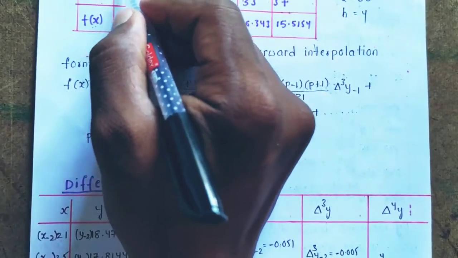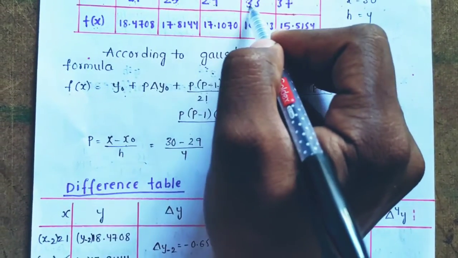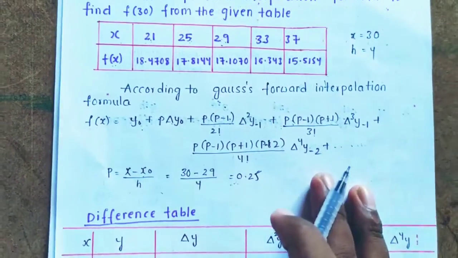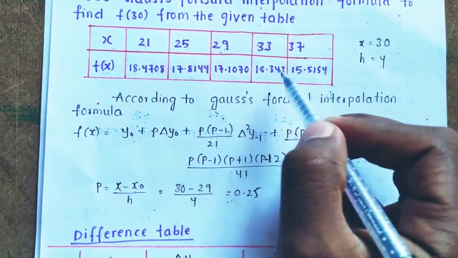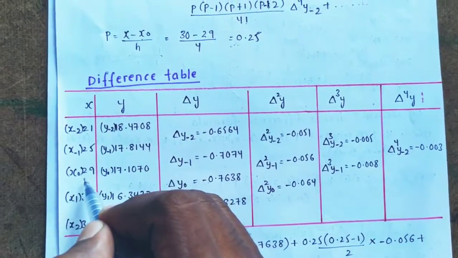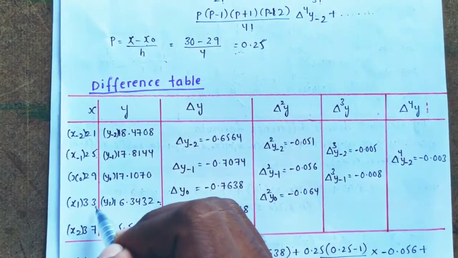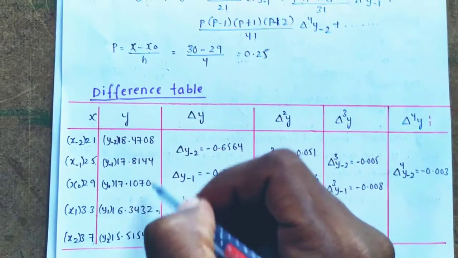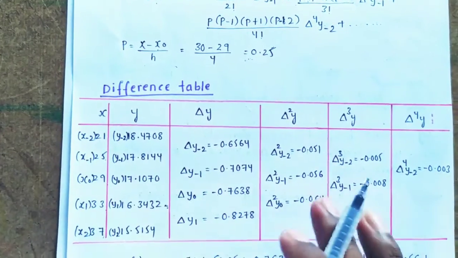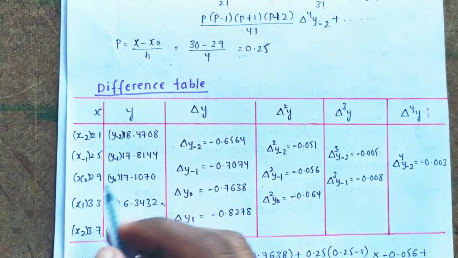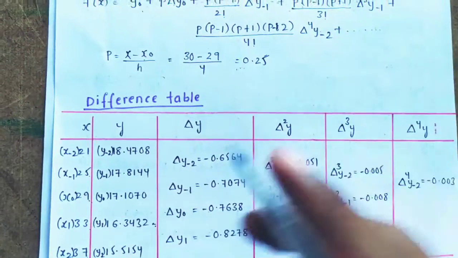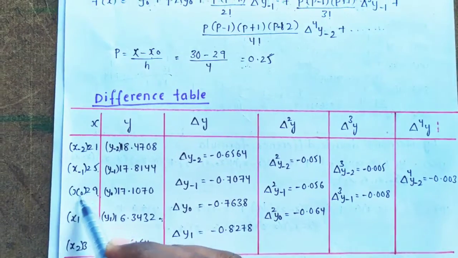Here we are finding f of 30, which means 30 is in between 29 and 33. In between these two values, f of 30 is present. Let's see the difference table and how to choose. Here 21, 25, 29, 33, and the values of x, we write the values of x and y, and then choose the x naught value. Here I am choosing: 30 is present in between 29 and 33, so I am choosing 29 as x naught.